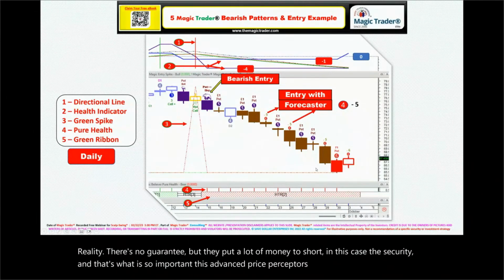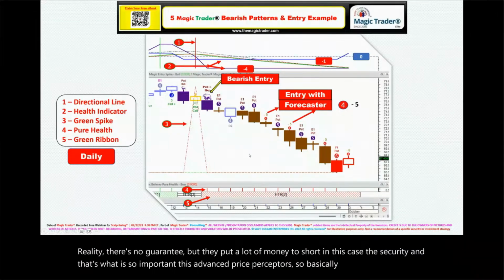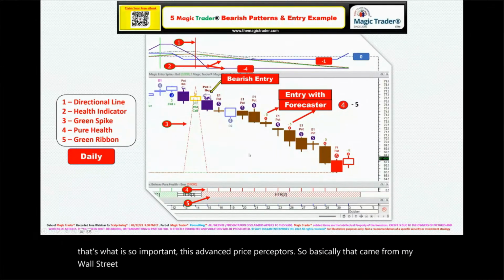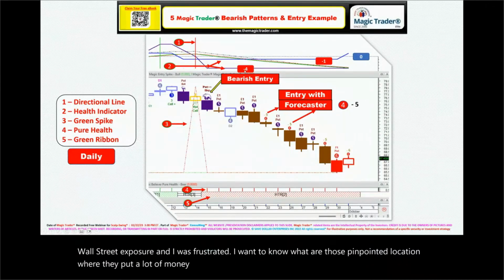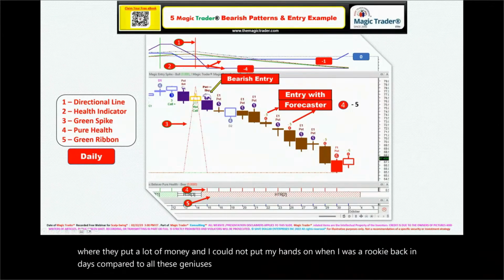So basically, that came from my Wall Street exposure, and I was frustrated. I wanted to know what are those pinpointed locations where they put a lot of money, and I could not put my hands on them when I was a rookie back in the days compared to all these geniuses there. So eventually, I figured it all out.